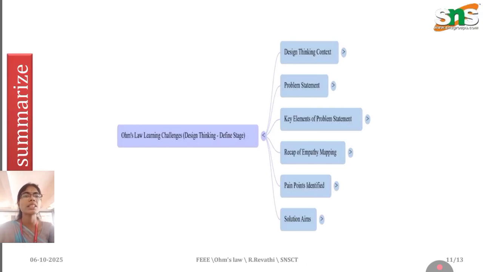What are the challenges? Identifying the problem statement, and recapping the empathy mapping and pain points included in Ohm's law, are major things we have to consider while solving Ohm's law problems. The triangular law application is the foremost thing to consider. Why? Because if we lack data or struggle with rearranging the formula, it may lead to incorrect answers while applying Ohm's law.